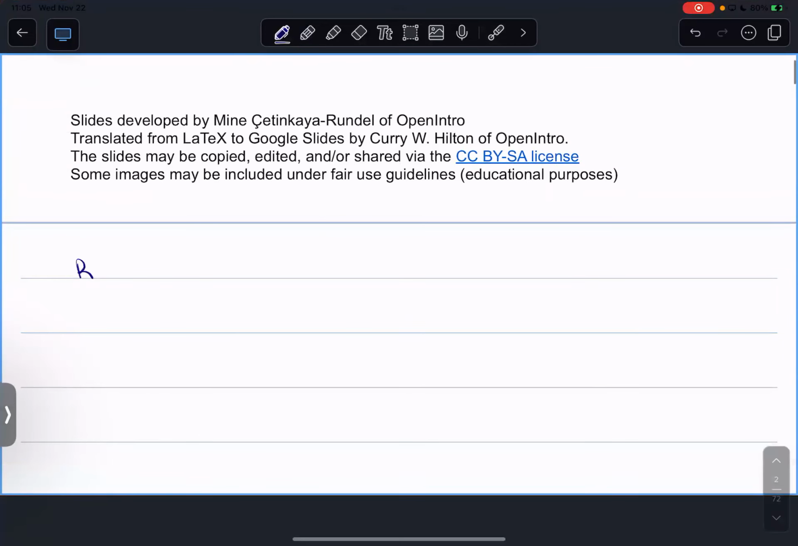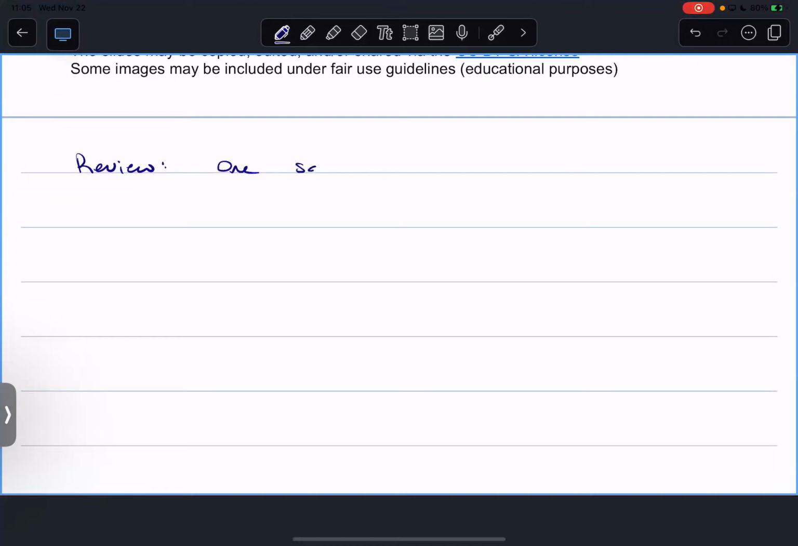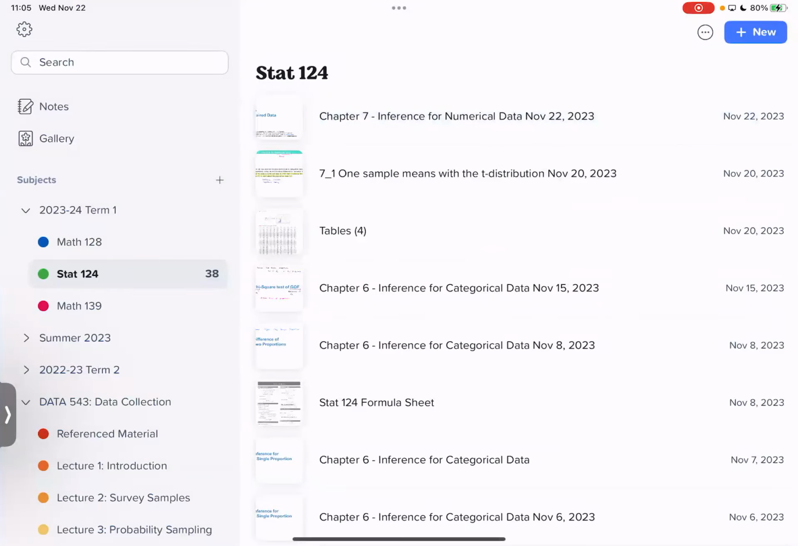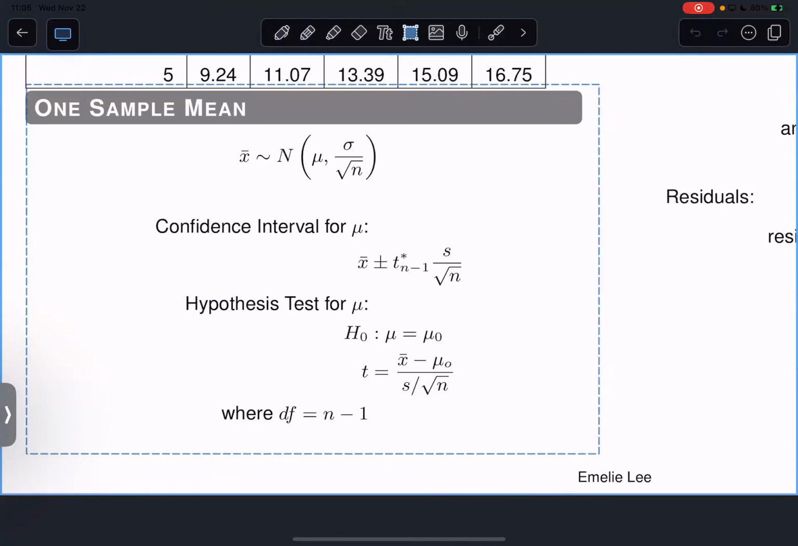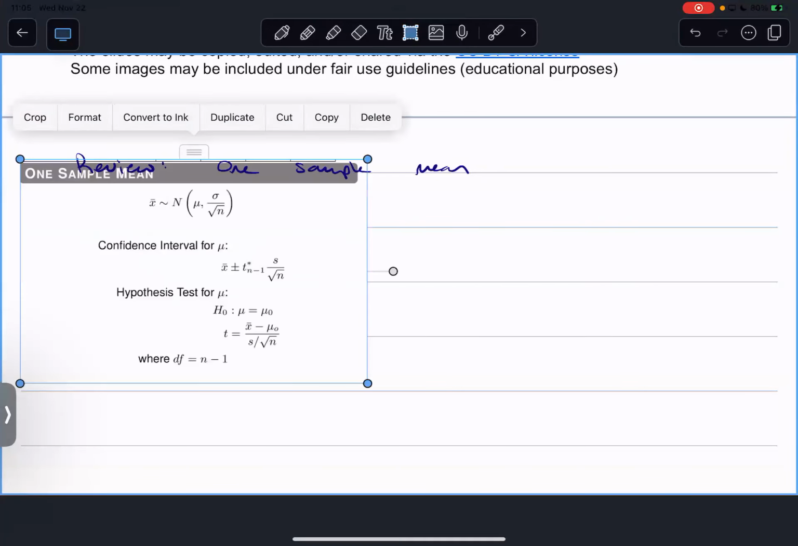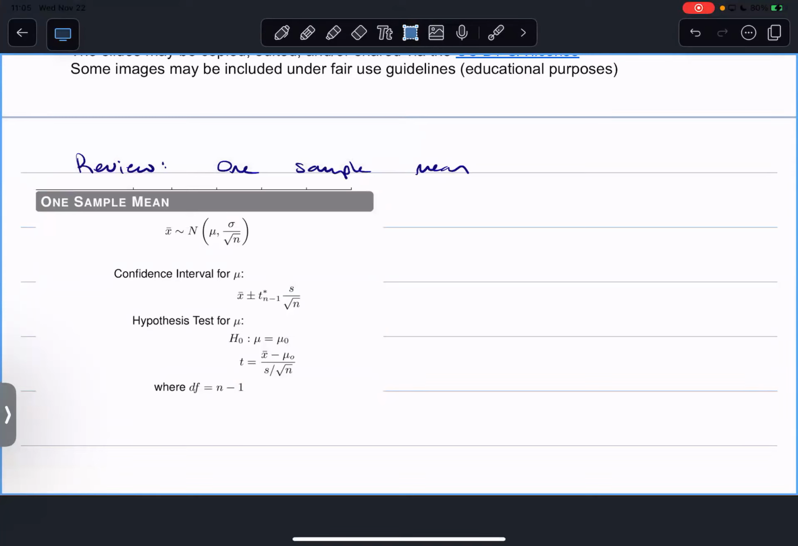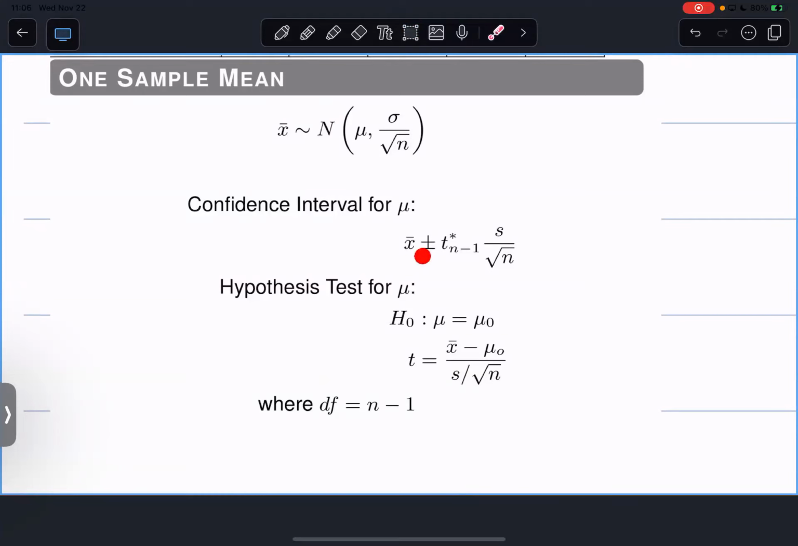In terms of review, we did one sample mean. And what I'm going to do is just grab it from your formula sheet, right? We had one sample mean, because I want to do comparison. One sample mean question. So you're given a sample, you're told the sample mean and the sample standard deviation is how those questions are going to start. And then from there, you can build a confidence interval.